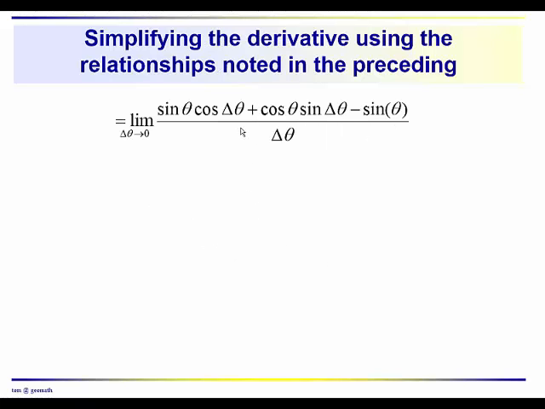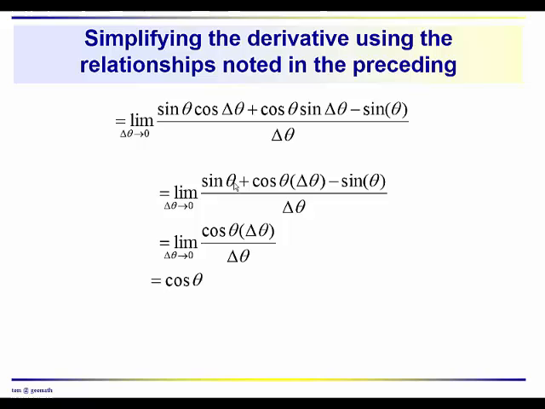So let's come back and look at this expression here. We have the sine of theta cosine delta theta plus cosine theta sine delta theta minus sine of theta, over our delta theta. Sine of delta theta goes to delta theta. This cosine of delta theta goes to 1.